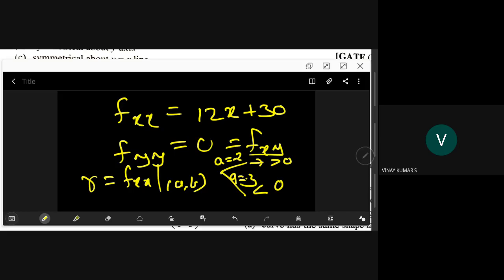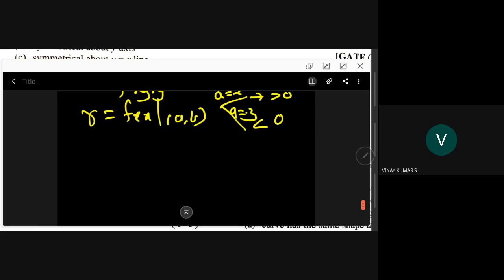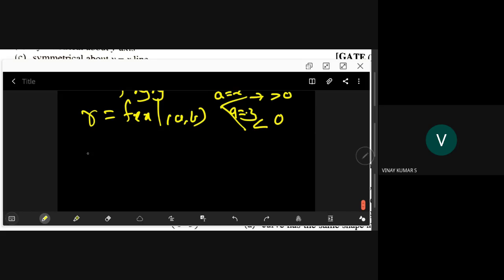Right. Now rt, t we have to see. So t is fyy at (a, b). That is anyway 0.